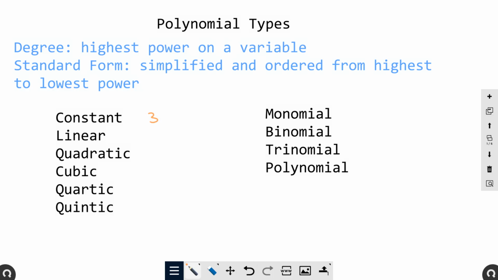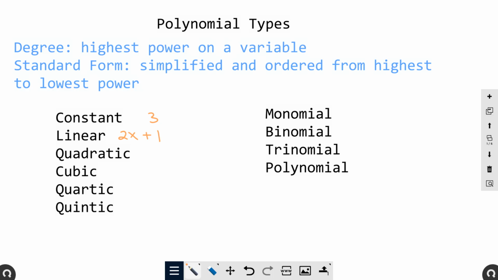So an example of that could be like the number 3. Linear. When you think about linear, what do you think about? A 1, a power of 1. Y equals mx plus b is another thing that comes to mind. So an example of that is like 2x plus 1. You can have additional things added and subtracted. Just the highest power has to be a 1.